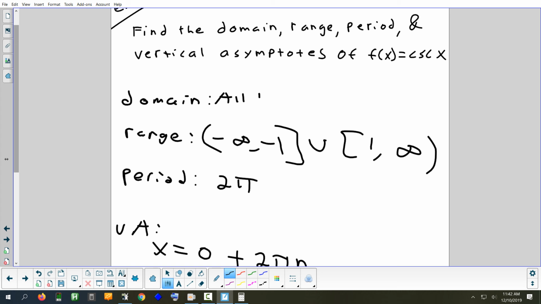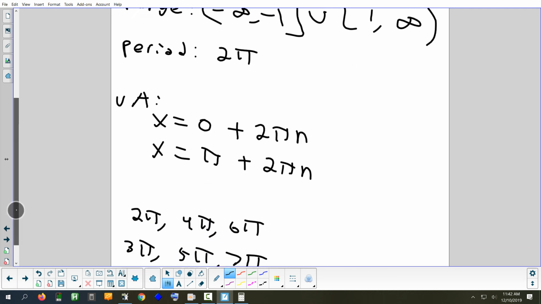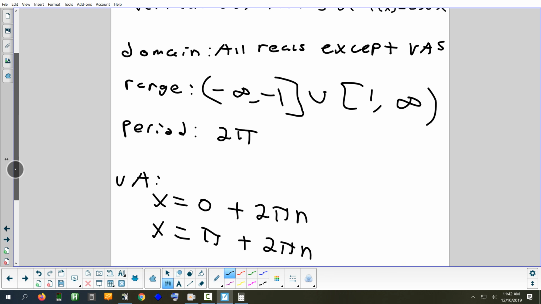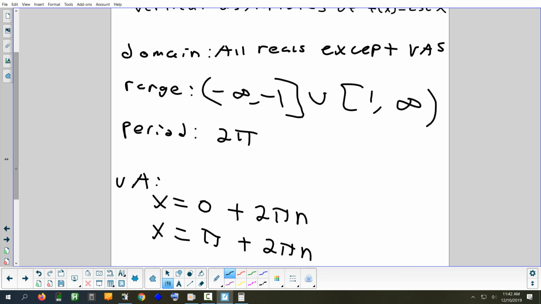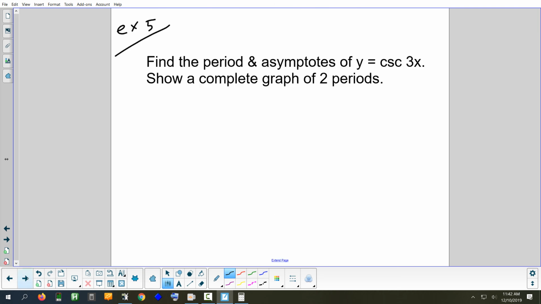So I could say all reals except vertical asymptotes. Shouldn't be an apostrophe. Vertical asymptotes. Okay. Questions on domain, range, period, or asymptotes? So that's what I usually write for domain: all reals except the VAs. No vertical asymptotes. Okay, find the period and asymptotes and show 2 full cycles on the calculator. So again, you just write down your window for that.